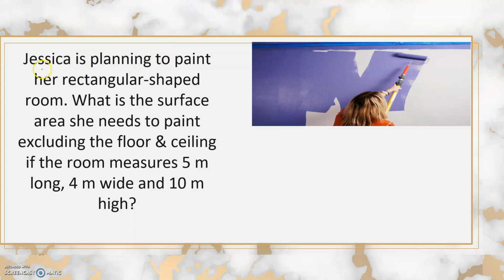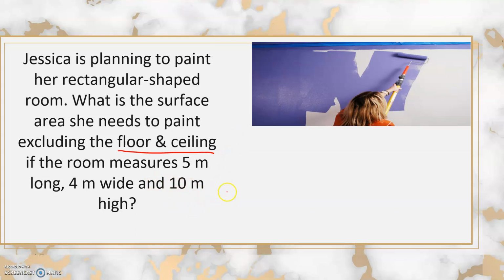Last example, Jessica is planning to paint her rectangular-shaped room. What is the surface area she needs to paint, excluding the floor and ceiling, if the room measures 5 meters long, 4 meters wide, and 10 meters high? Okay. So for us to solve this word problem, let us be very careful in analyzing what the problem is asking for. In here, it was mentioned that she will be painting her room excluding the floor and the ceiling. So for us to answer this, we have to visualize the dimensions of her room.